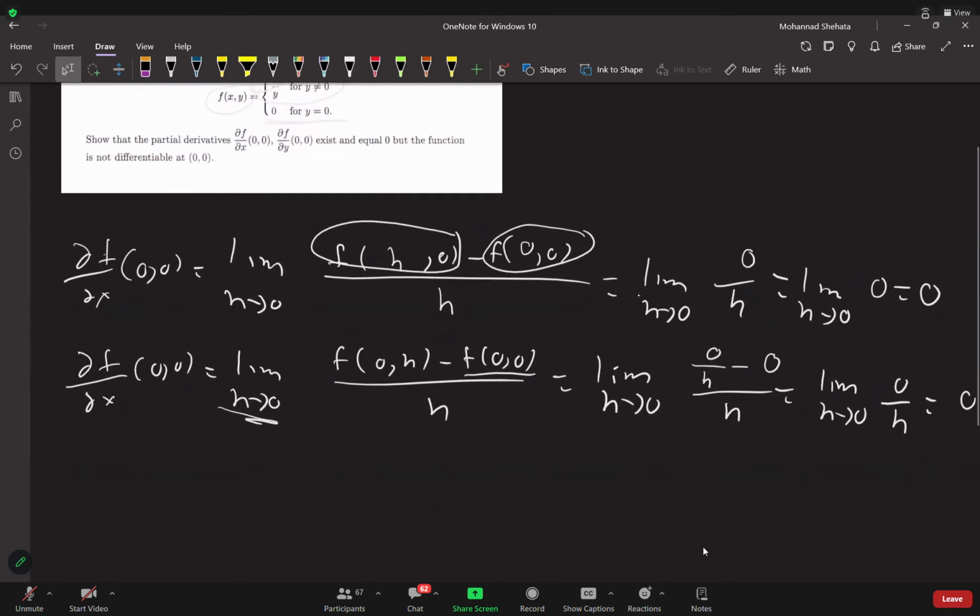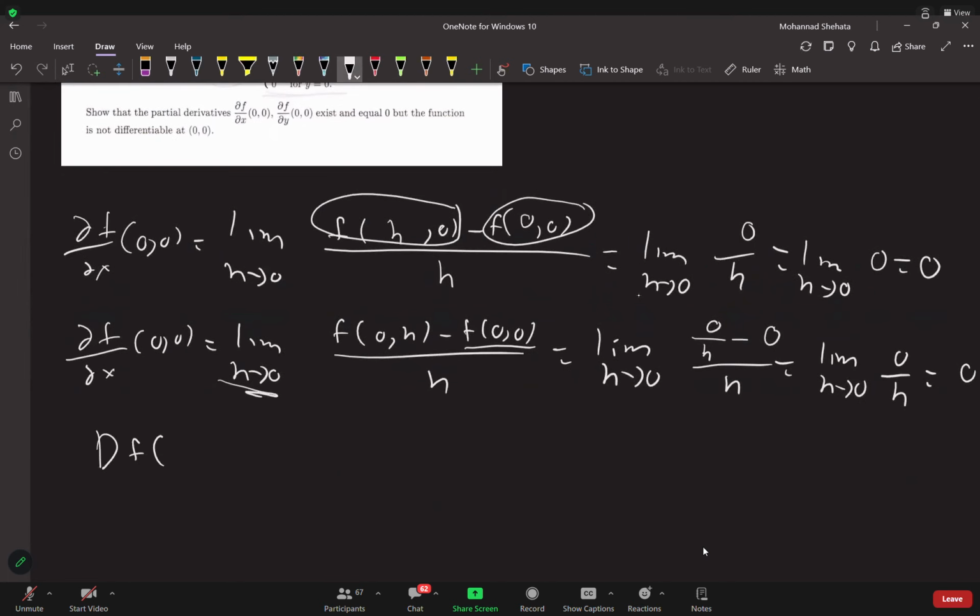This is by definition. Now let's examine df at 0. This should be the limit as h approaches 0 of... Now we write this as follows.